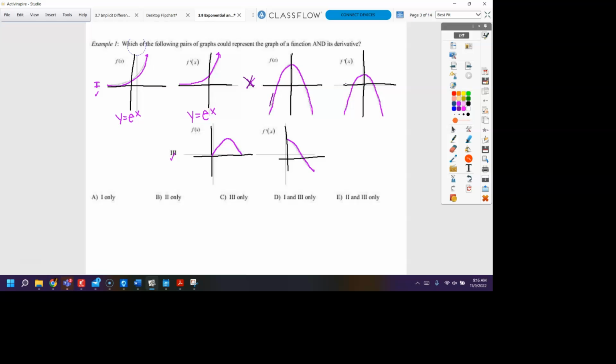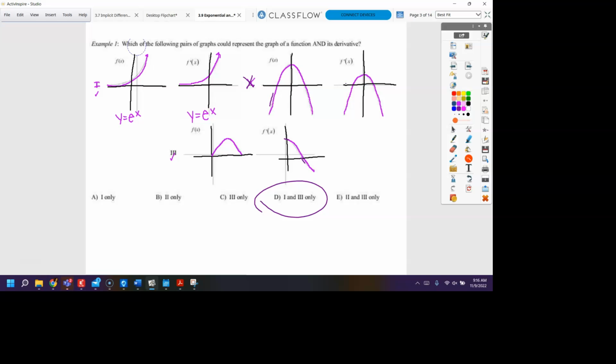And in 3, the graph is increasing, positive, decreasing, negative. So 3 also holds true. So D would be the correct answer. 1 and 3 could represent graphs and their derivatives.